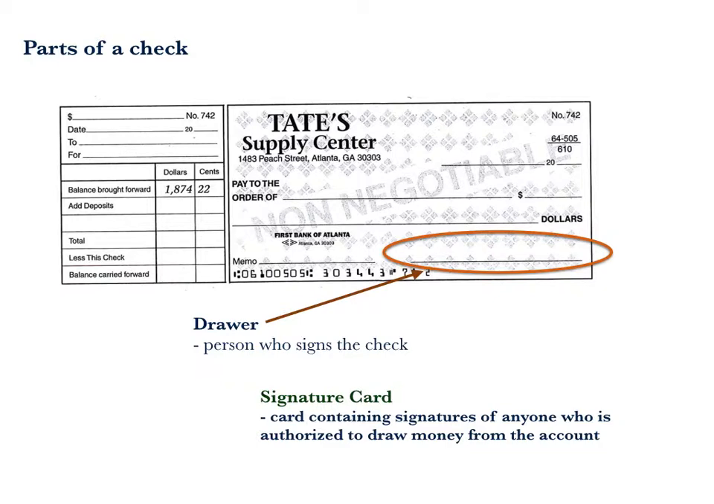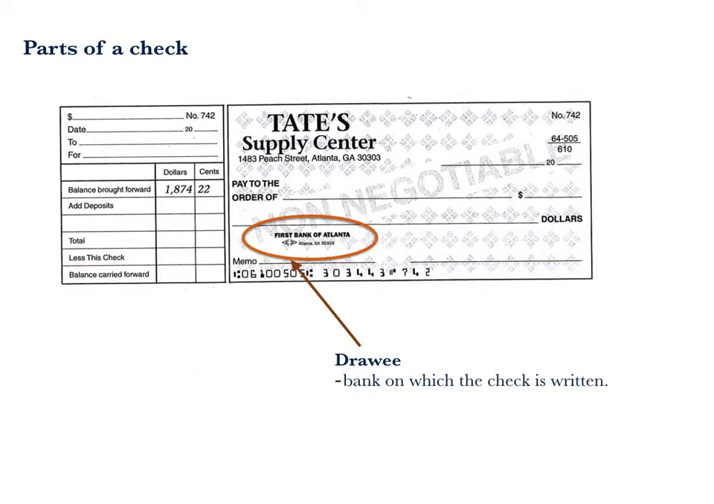In regards to the signature, there is what we call a signature card, which is the card containing the signatures of anyone who is authorized to draw money from the bank account. So when you open an account, you sign your name on a signature card and the bank has reference to that. Finally, the drawee is the bank on which the check is written, in this case First Bank of Atlanta.